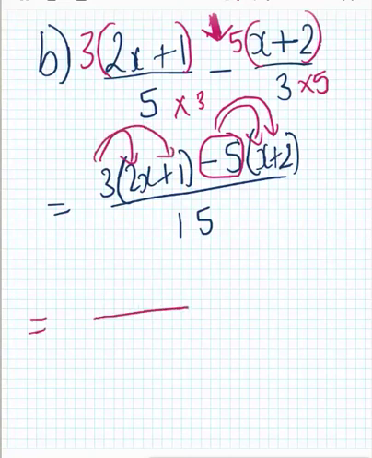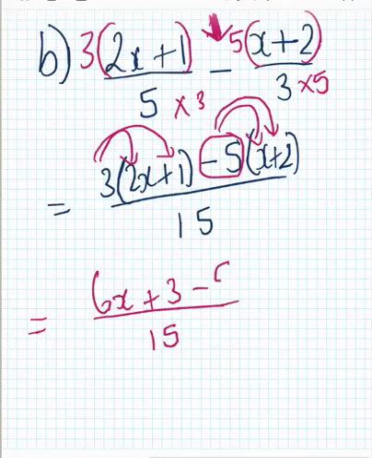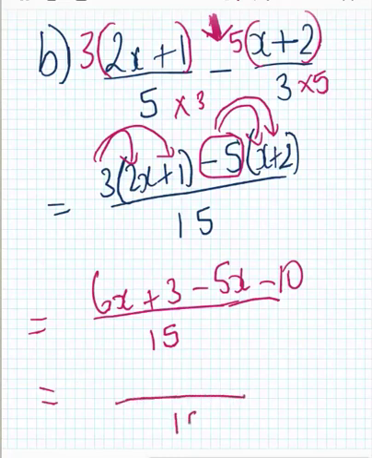So finally we end up with the denominator is 15. So we've got 3 times 2x. So 3 times 2 is 6x plus 3. Now, negative 5 times 5x, that's negative 5x minus 10. Okay? Now, simplify what we can on the top. 6x minus 5x is just x. Now, 3 minus 10 will leave me with a negative 7.